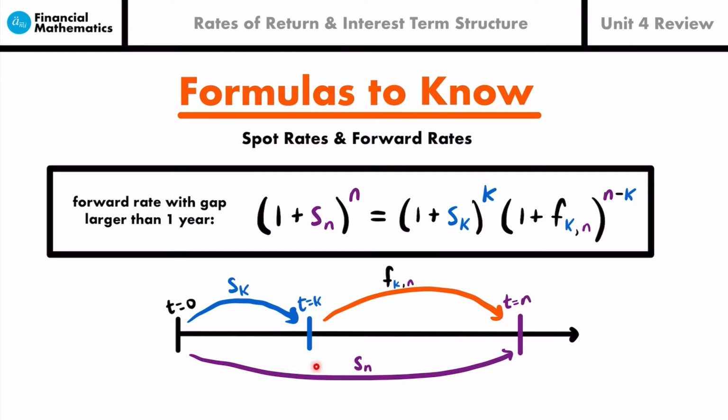Okay, so that's sort of the visualization of this formula, if that helps you make sense of what it's doing and why it is the way that it is. But that's pretty much it. That's everything you need to know regarding formulas for spot rates and forward rates. And this was also the final formula that I wanted to review for Unit 4 of Financial Mathematics on rates of return and the interest rate term structure.